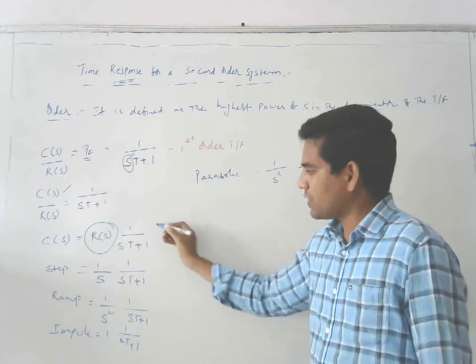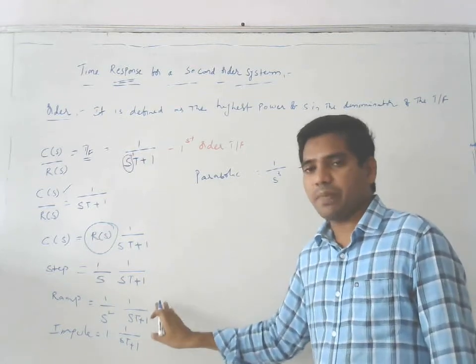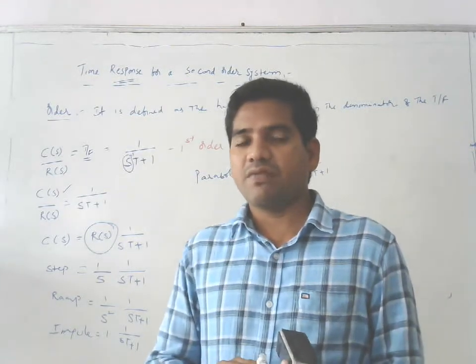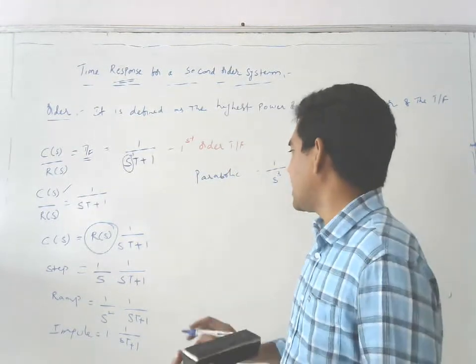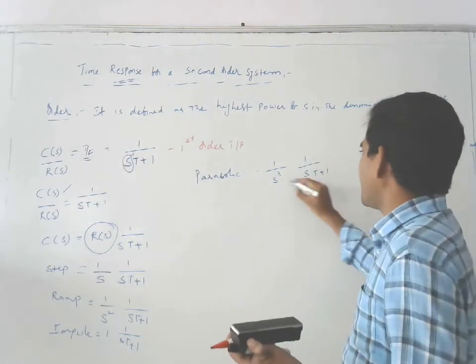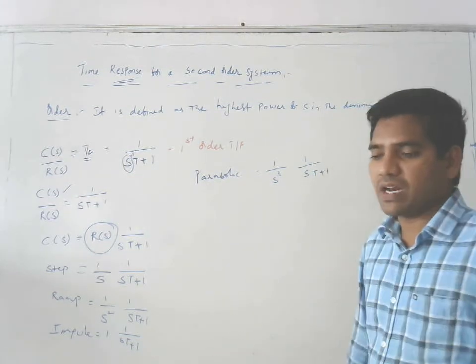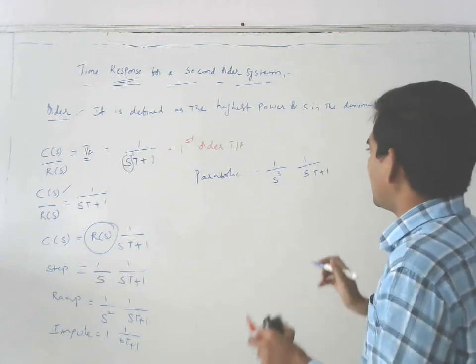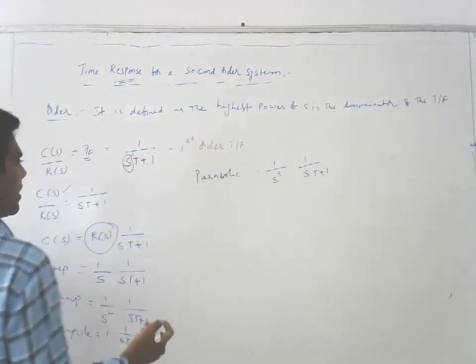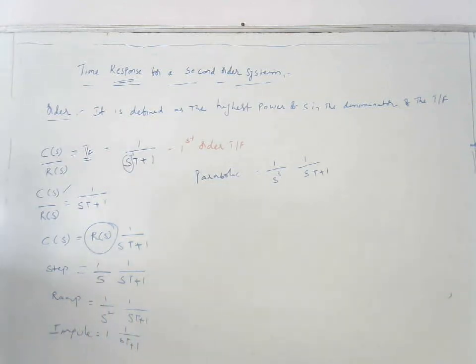How we compute this is by applying partial fractions, and then we apply the inverse Laplace transform. Then finally we get all these responses. After applying the partial fractions, we apply the inverse Laplace transform.